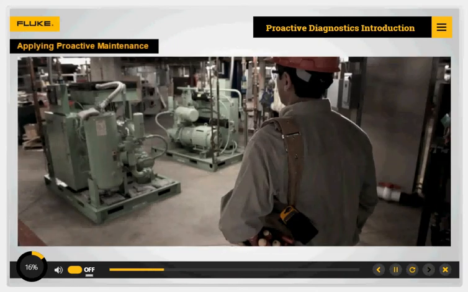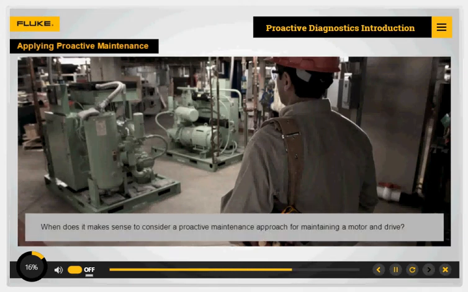Not every motor drive system merits proactive inspection, and not every problem can be spotted in advance. So, where is the happy median, and what can you do to get ahead of the curve?